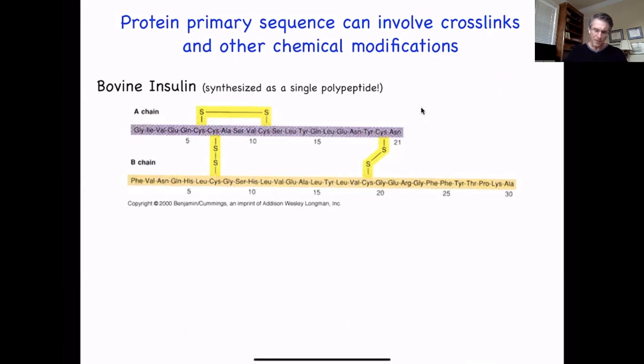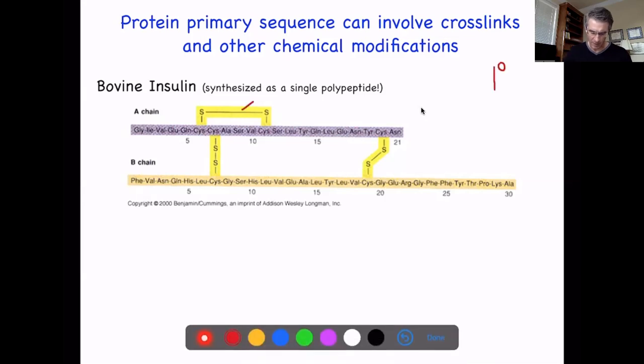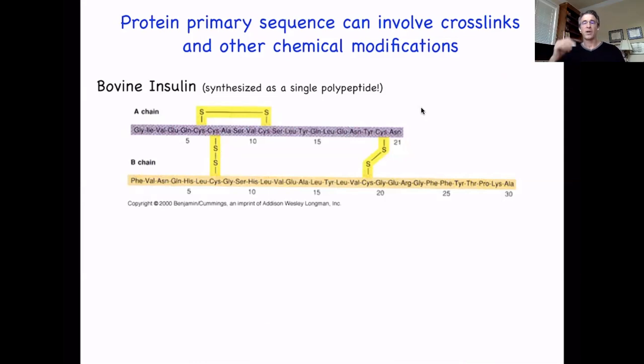Okay. So for example, here's bovine insulin. Bovine insulin is synthesized as a single linear chain. It sort of folds up, and a set of its cysteines form, as we just talked about, disulfide bonds here, right? Okay. The chain is then cut, and the 2 chains are held together by those internal disulfide bonds.